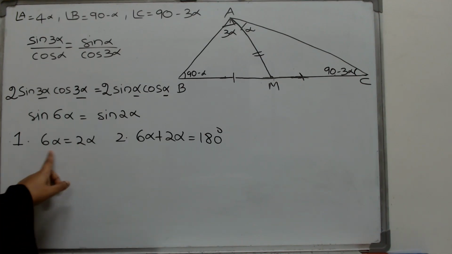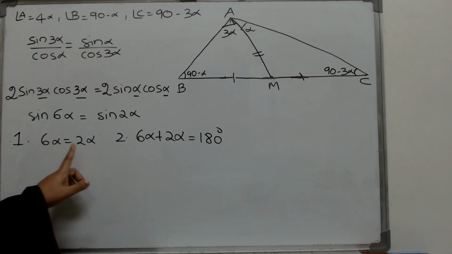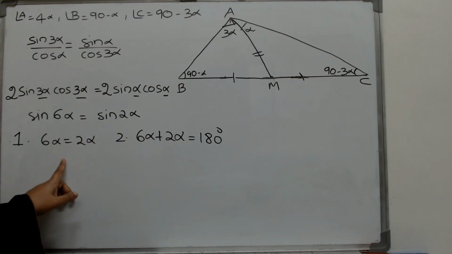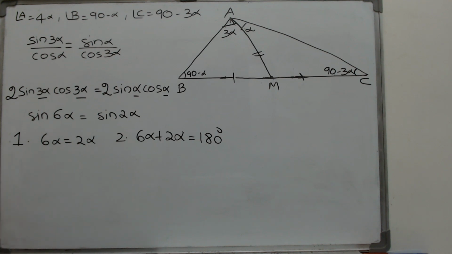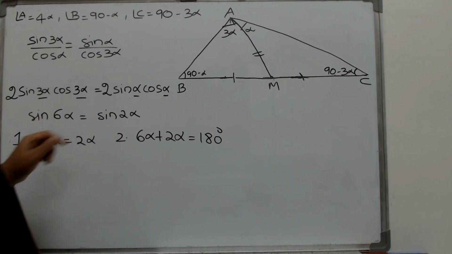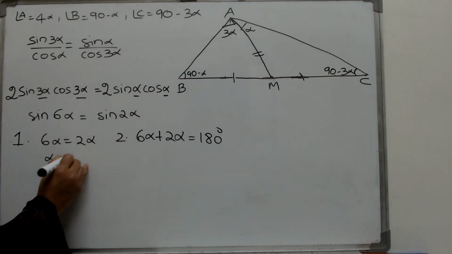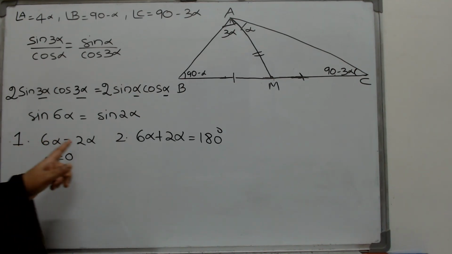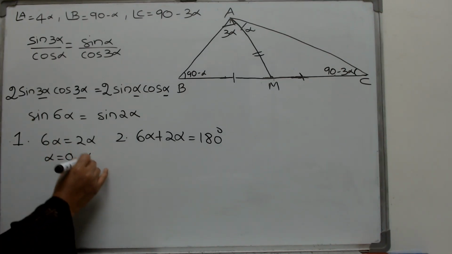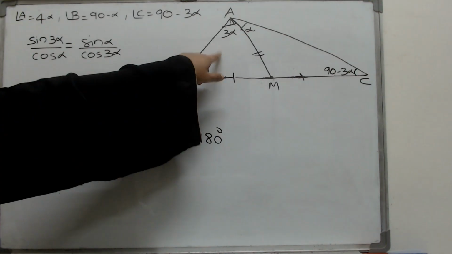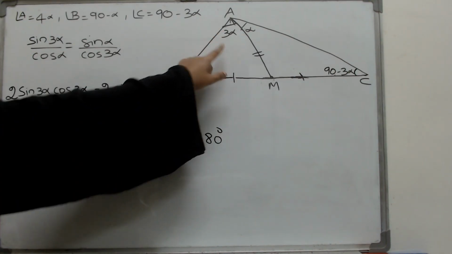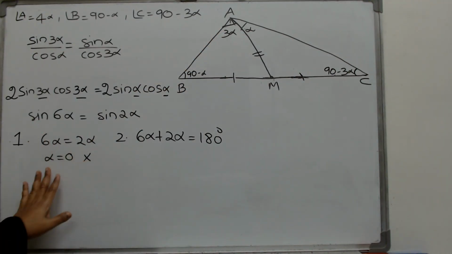Look at the first probability, 6 alpha and 2 alpha are same. Do you think it is possible? The only number in this world for which 6 alpha and 2 alpha is same, the only number is what? It has to be 0. Only then 6 alpha and 2 alpha will be same. But then that is not possible, because our alpha is an angle. It is an angle of a triangle. So this case is not going to work.